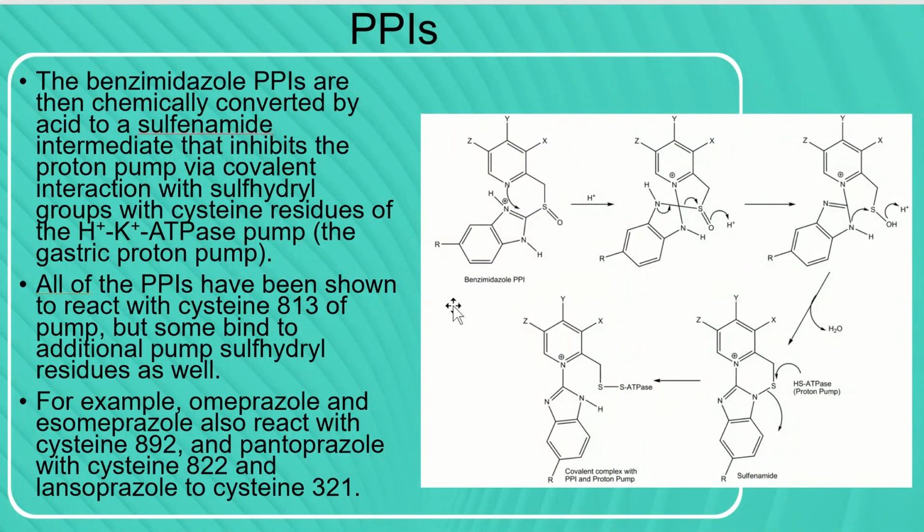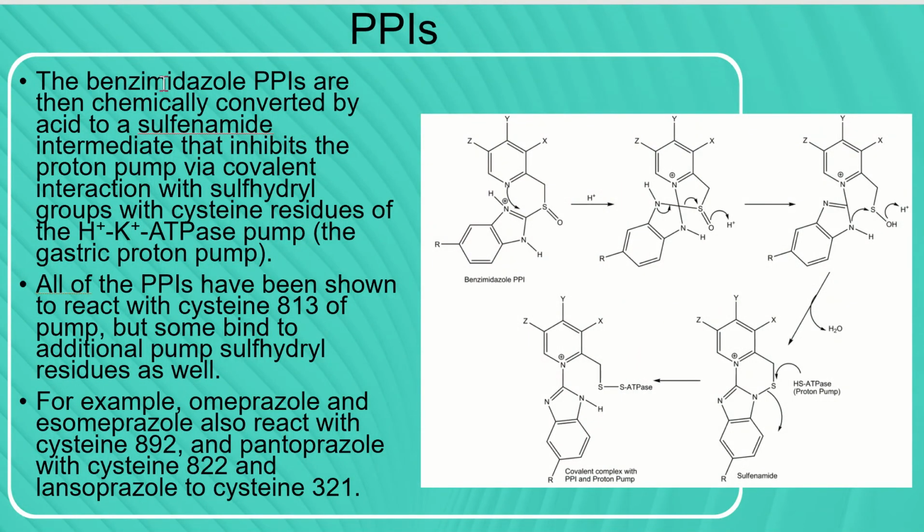So this is an example of your benzimidazole PPI here in terms of the structure, or generic structure, and through a series of reactions in the cell, it is converted to your sulfenamide, which then reacts with your proton pump to form this irreversible covalent sulfur-sulfur bond with your proton pump and your benzimidazole PPI. So a covalent complex with PPI and proton pump.